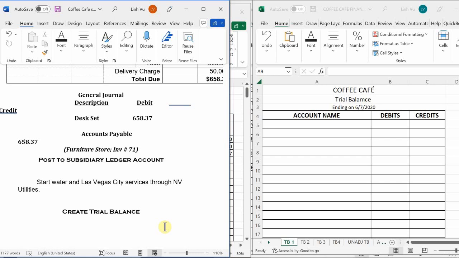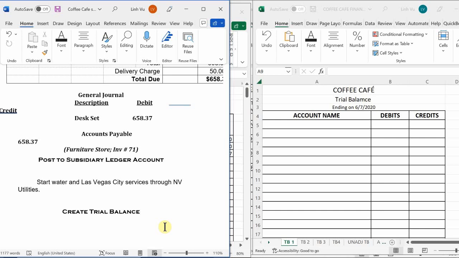Now, in this case, how do we do a trial balance is we're going to need to use our general ledger, right? Because that's why the steps of the accounting cycle are so important. In order for you to have the general ledger, you need to have your general journal, right? So that is exactly what this next step here is.